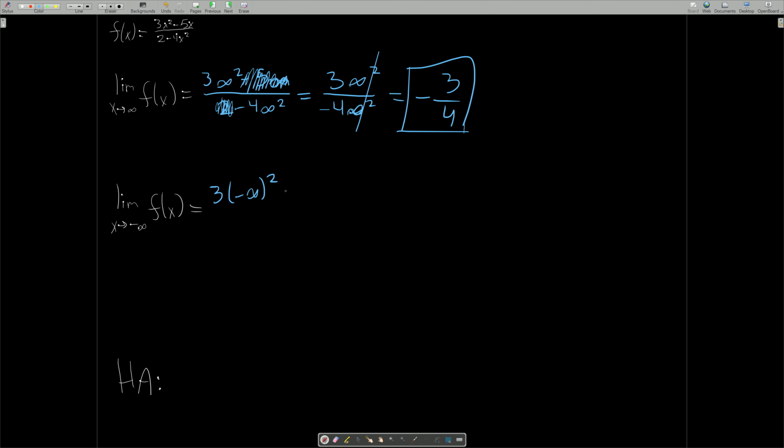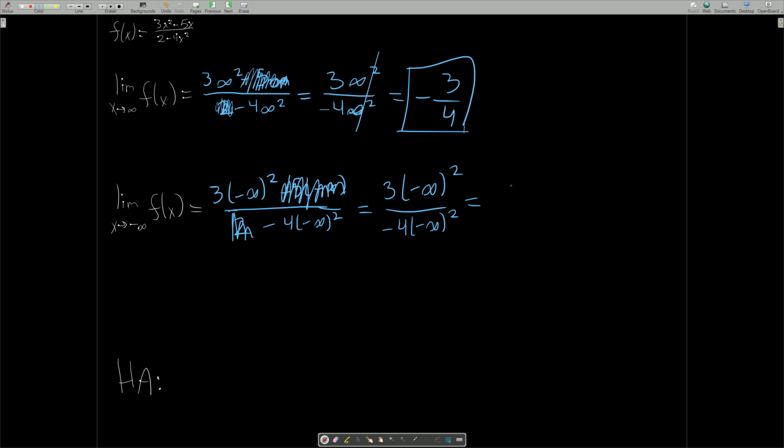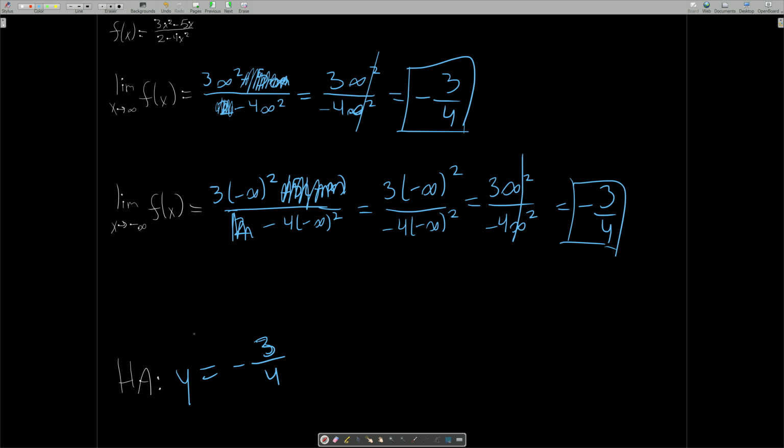The same thing happens if you substitute negative infinity. Again, you can ignore these. They're basically insignificant. And negative infinity squared, because any number squared is positive, is basically the same as 3 infinity squared over negative 4 infinity squared. And still these cancel out. You get negative 3/4 again. And your horizontal asymptote is y equals negative 3/4.